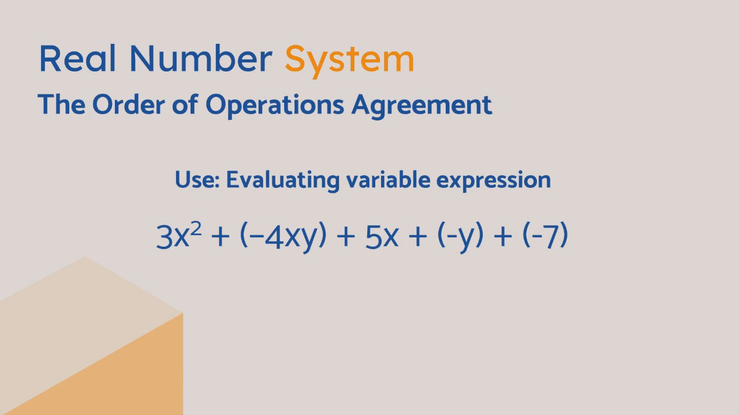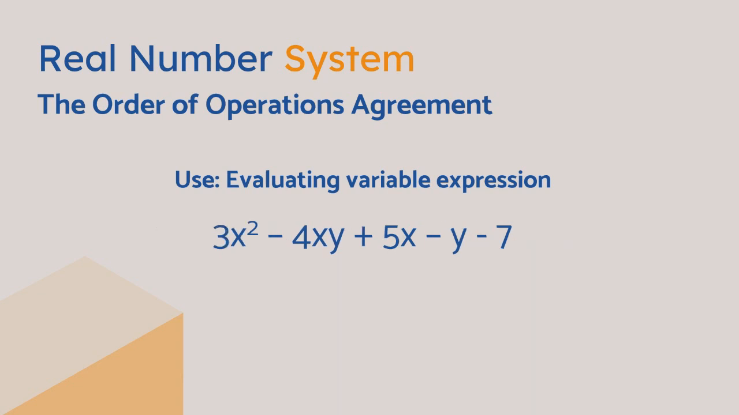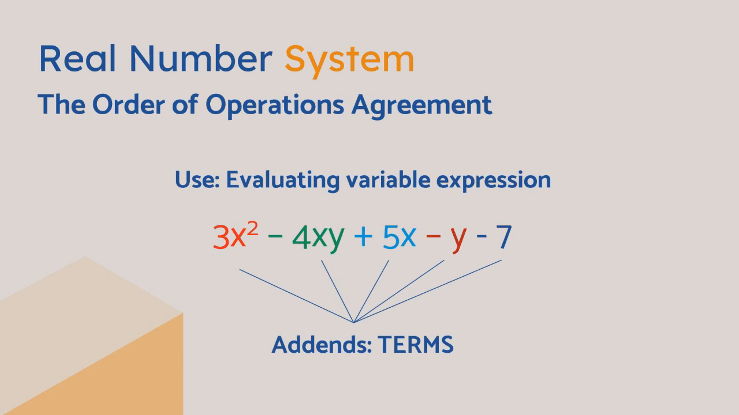And when you have that, we have addends here. 3x squared is an addend, negative 4xy is an addend, 5x is an addend, negative y is an addend, negative 7 is an addend. These addends, the 3x squared, the 4xy, the 5x, the negative y, and the negative 7, are called terms. So how many terms do we have here? We have 1, 2, 3, 4, 5 terms in this expression.